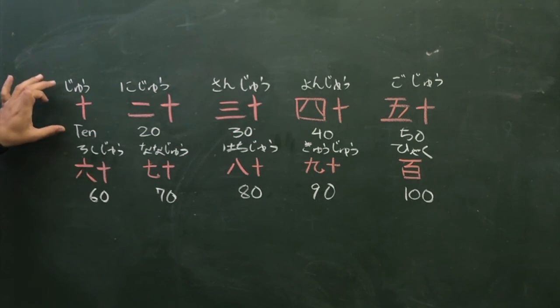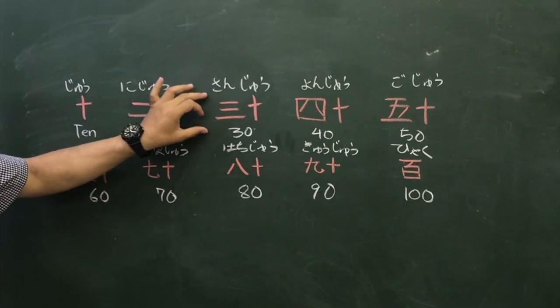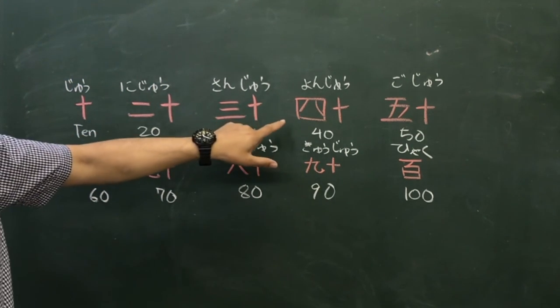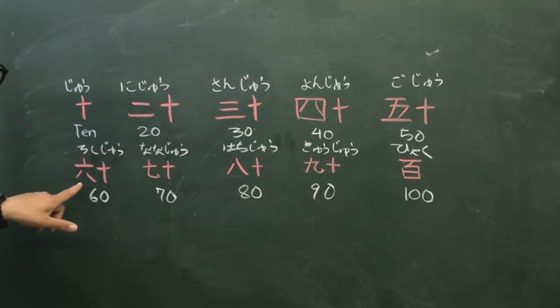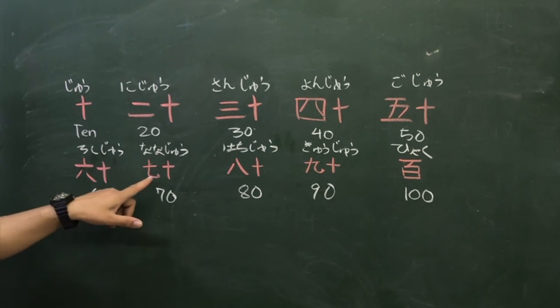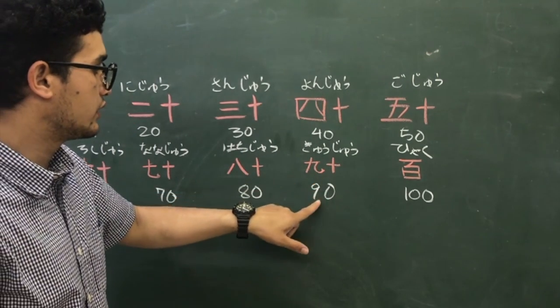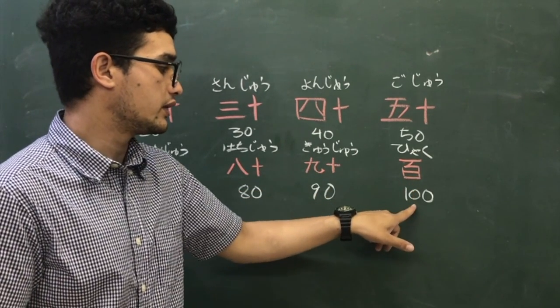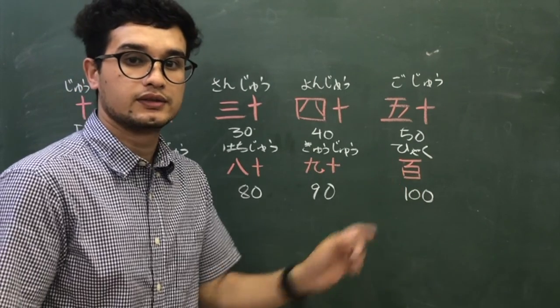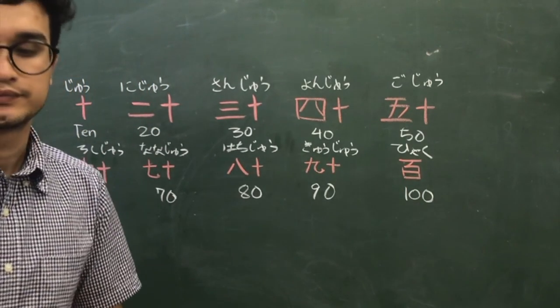So this is ju, which is 10, niju, which is 20, sanju, which is 30, and yonju, which is 40, goju, which is 50, rokuju, which is 60, nanaju, which is 70, hachiju, which is 80, and kyuju, which is 90, and lastly hyaku is different. We write it with another kanji, hyaku. In this way, you can count up to 100.